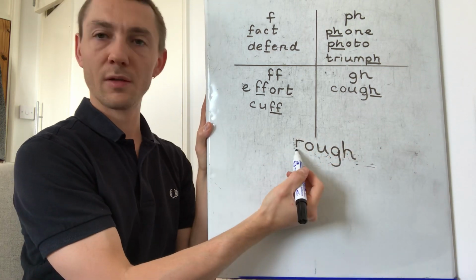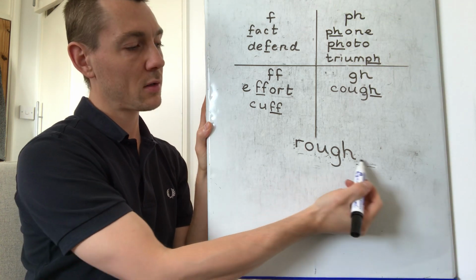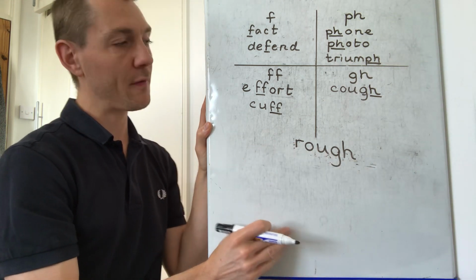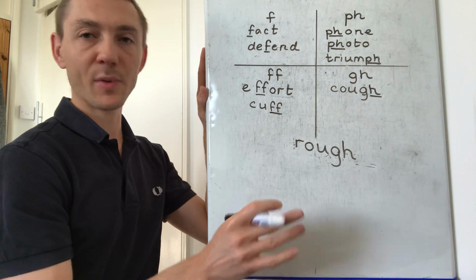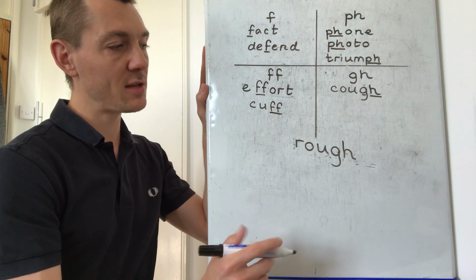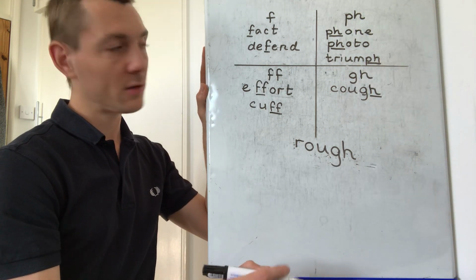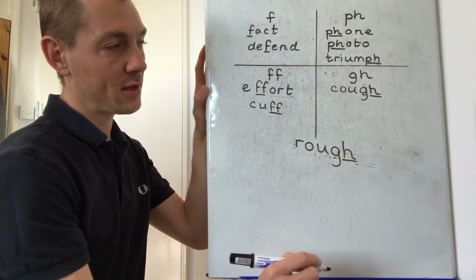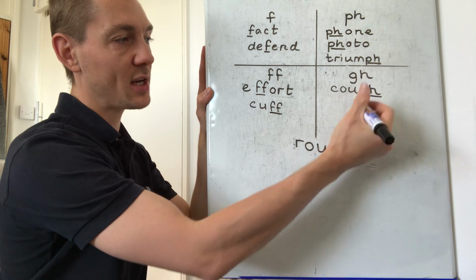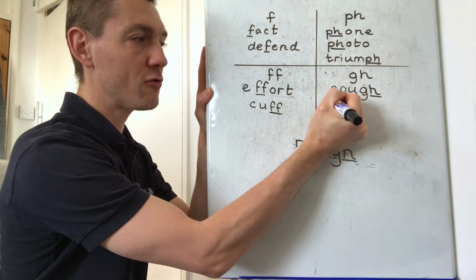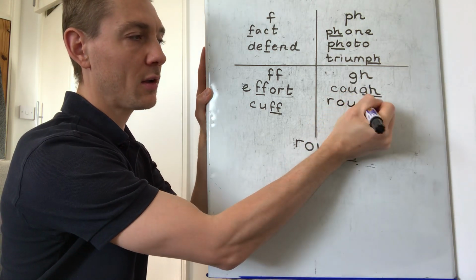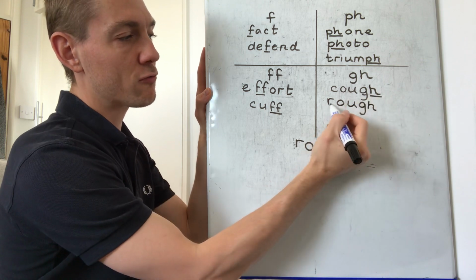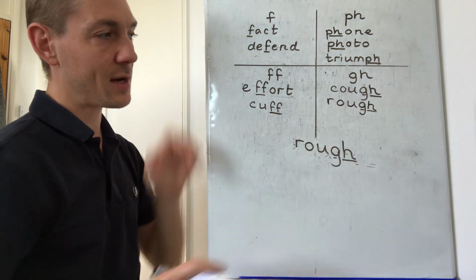And last one for today, the word is 1, 2, 3. Rough. The word is rough. So build that into your table as well. Pause if you need to. And let's come back together. We've got the GH again. So that's our final word. So it's the GH spelling of f, and we say rough. 2 letters, 1 sound.